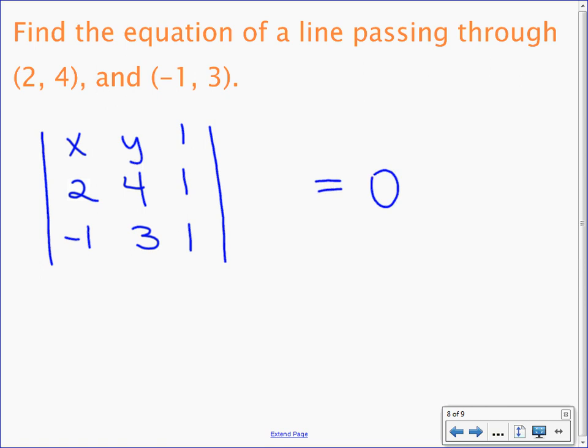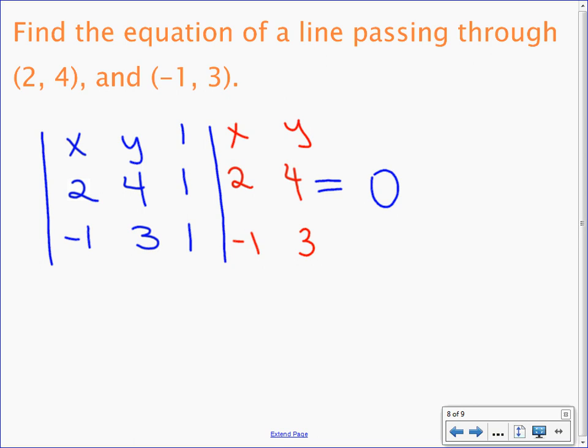Can't use a calculator here, Daniel. Gotta do this one by hand. So we will rewrite the first 2 columns. Okay? So let's do this. Let's find the determinant, and our determinant equals 0.